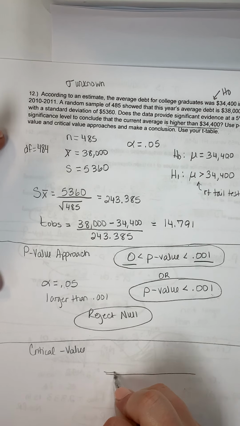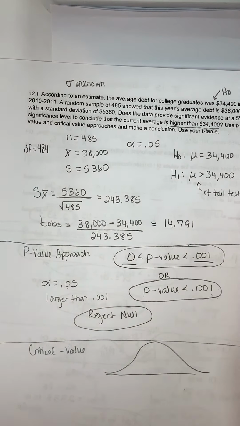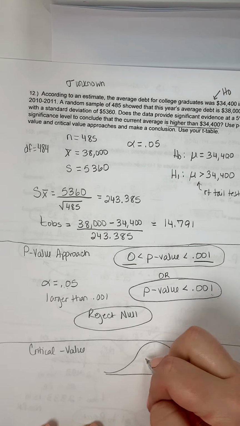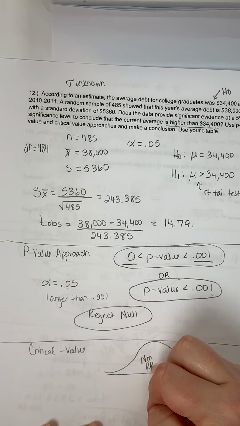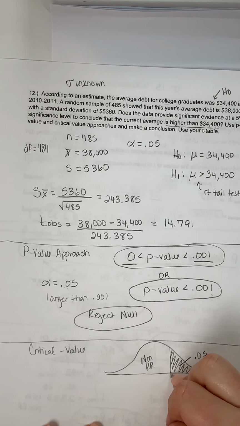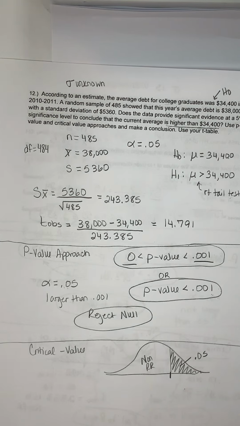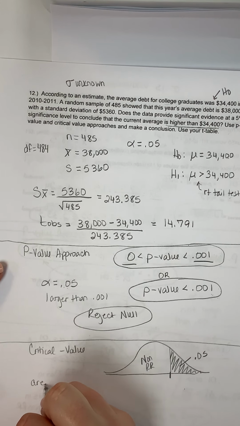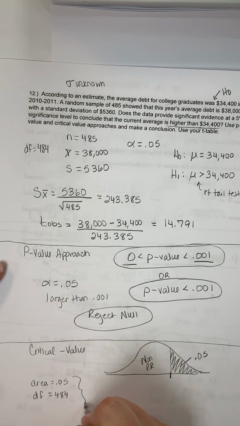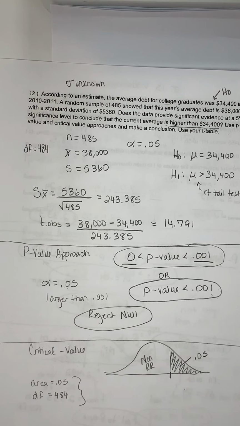All right, for the critical value approach, we have a right-tailed test. Here's our rejection region. Here's our non-rejection region. We only have one rejection region, so this is alpha. We need a critical value. It's going to be positive because it's a right-tailed test. So we are going to look at an area equal to 0.05, and degrees of freedom of 484, and come up with a critical value.